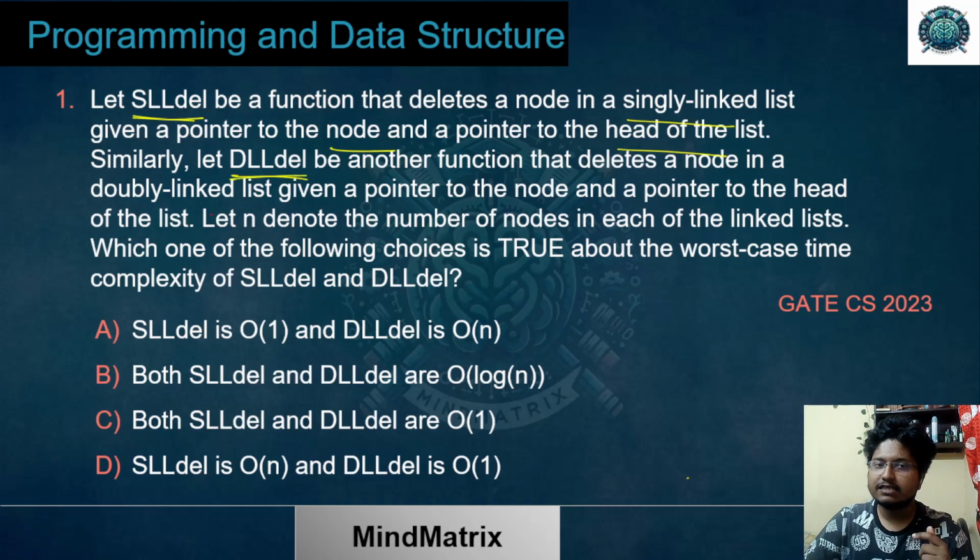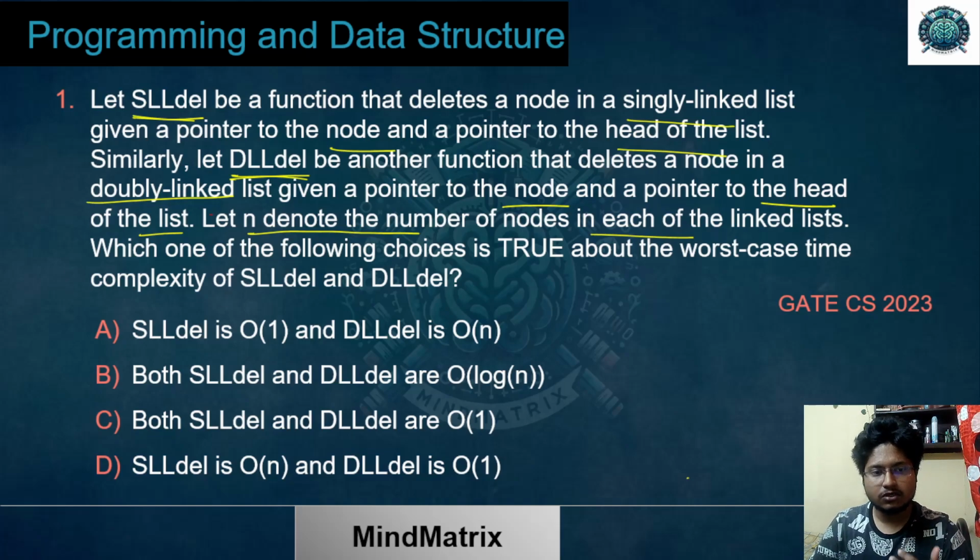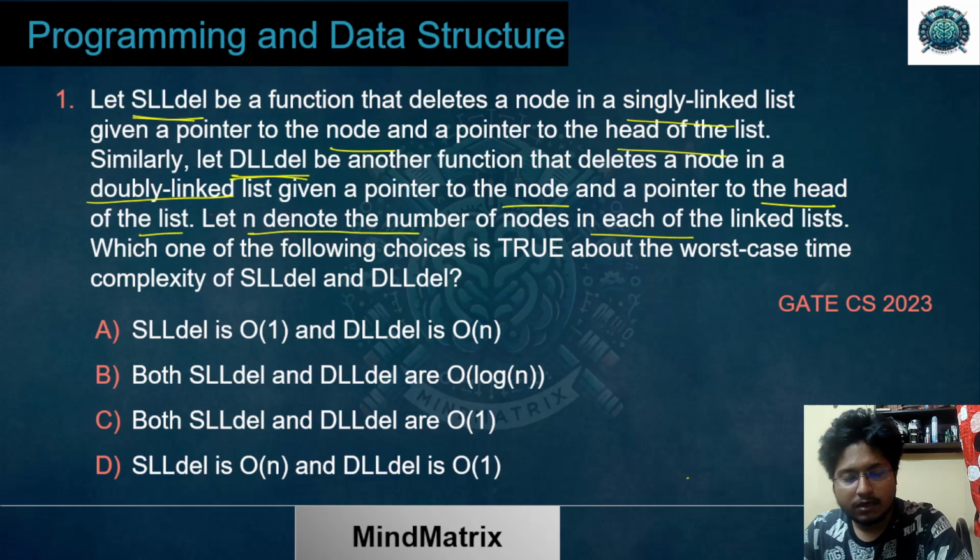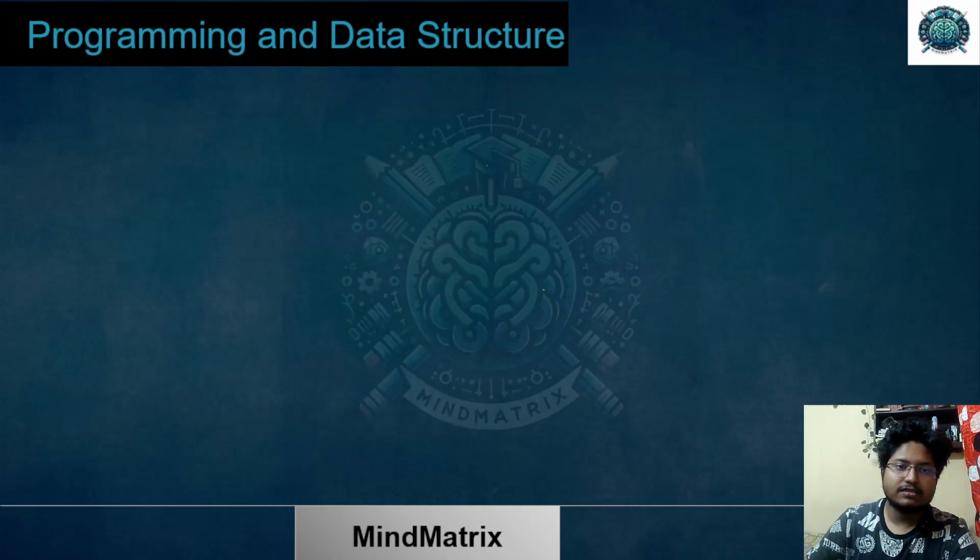Similarly, DLL delete is another function that deletes a node from a doubly linked list. And again, a pointer to the node and a pointer to the head of the list is given. Cool. Now it says let n denote the number of nodes in each of the linked lists. Then which of the following are true about worst case time? We'll see that. So first of all, what is the difference between a single linked list and a double linked list?